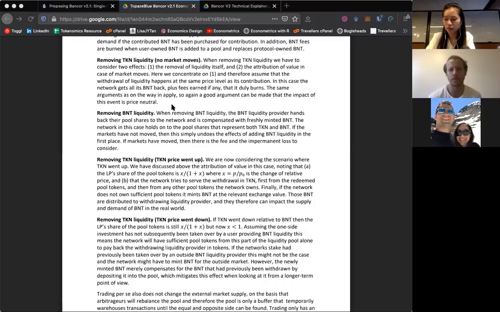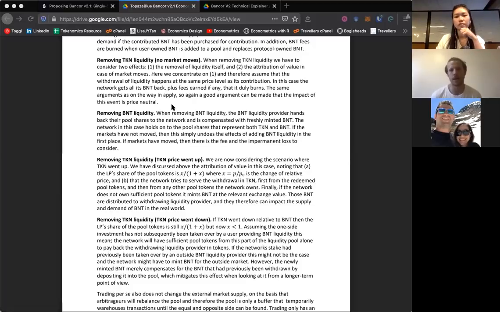Yeah. So the impermanent loss insurance is paid in BNT, correct? If there is no available TKN in order to pay out the insurance, then it would be paid in BNT, and it's paid such that the liquidity provider will always receive the same value of the tokens that they initially staked.